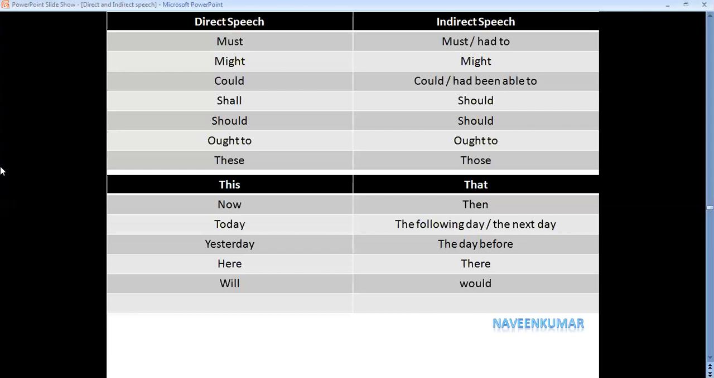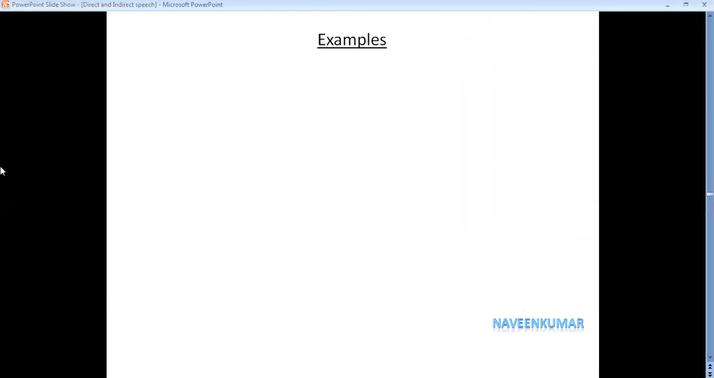When this table comes into play, remember, when the reporting verb is in past tense, then the previous tenses that I displayed, you should remember, and also these modal verbs, they also change. So one should remember this table. It's very easy to remember, not that hard. So now let's see a few examples according to that table.